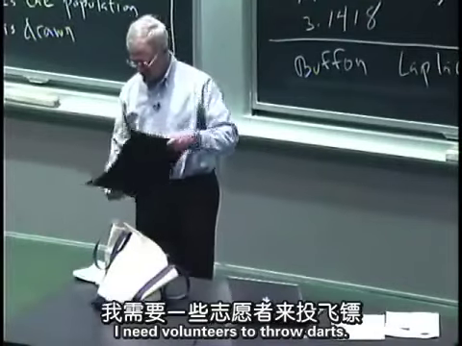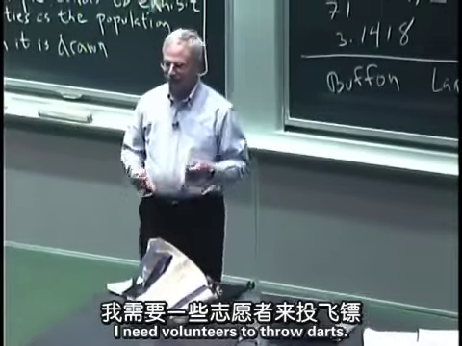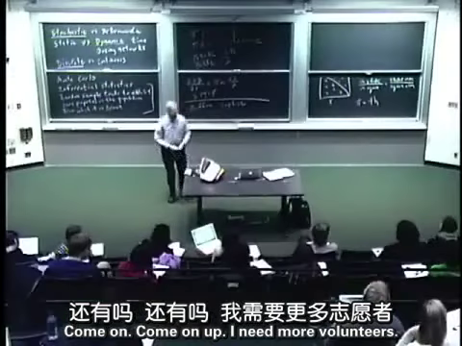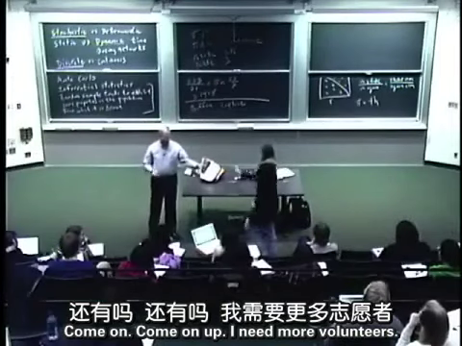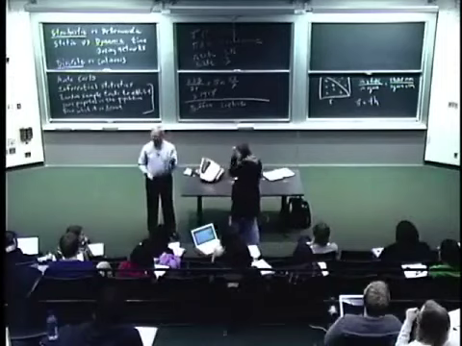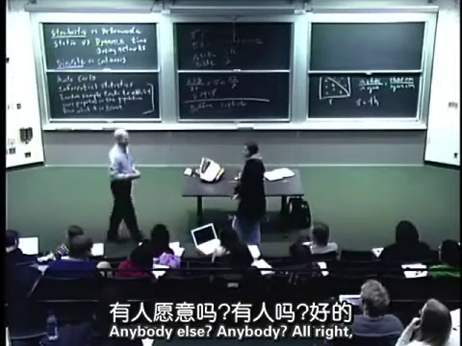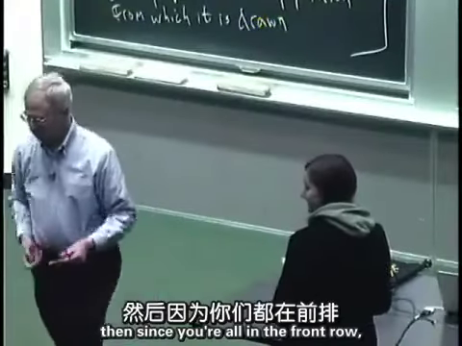I need volunteers. Throw darts. Come on. Come on up. I need more volunteers. I have a lot of darts. Anybody else? Anybody? All right. Then since you're all in the front row, you get stuck.